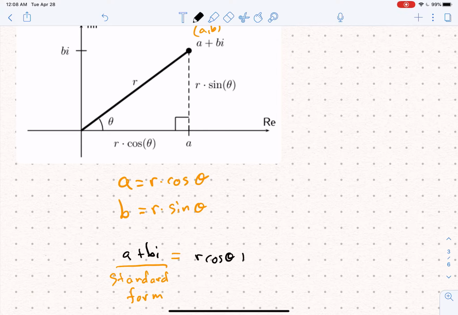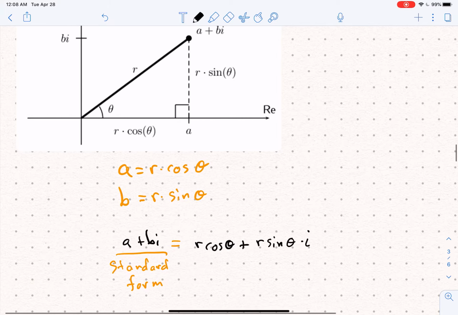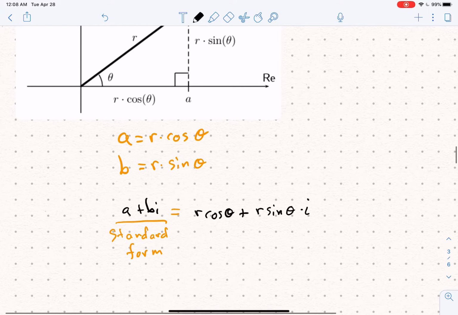And then plus b times I. b is r sine theta times I. So that's just substituting in the two formulas above. And then what you'll notice about this expression is, number one, the two terms have something in common. They both have r in them. So we're just going to pull that r out into the front.